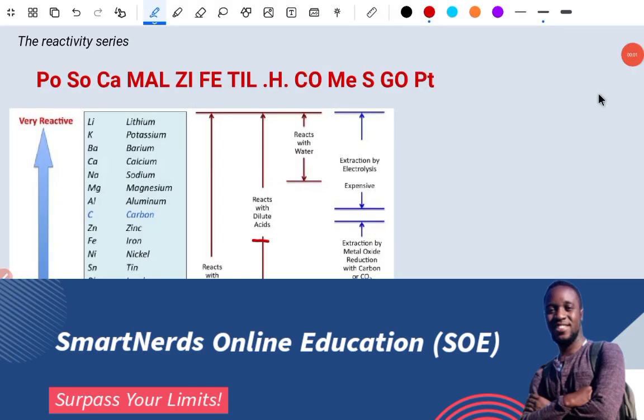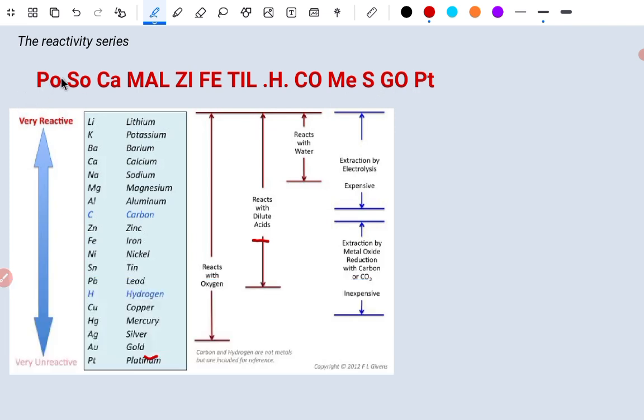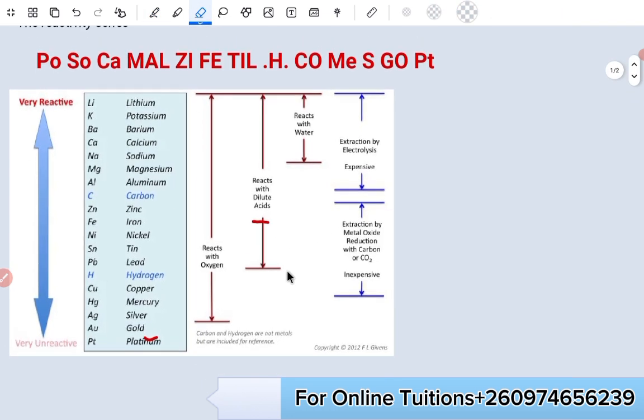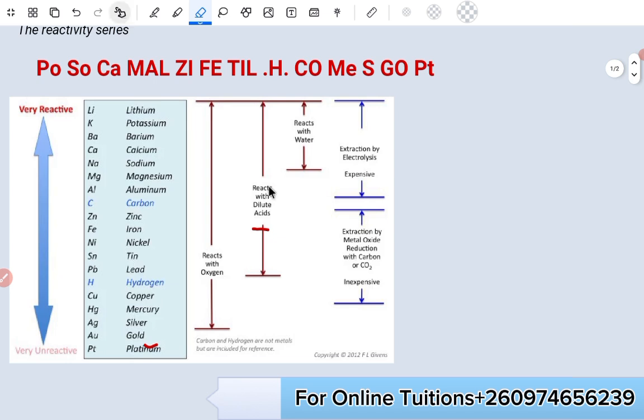Hello, I welcome you all to this video where we are doing a recap of our previous video. We talked about the reactivity series yesterday, and I gave this mnemonic, posokamazifetu H comescopt, which actually made things easier for us. Okay, so we have these metals.